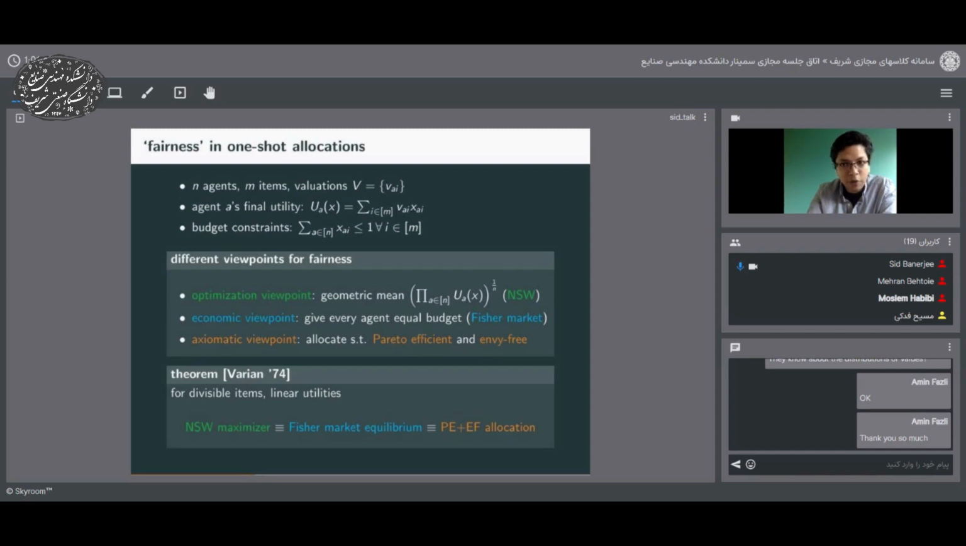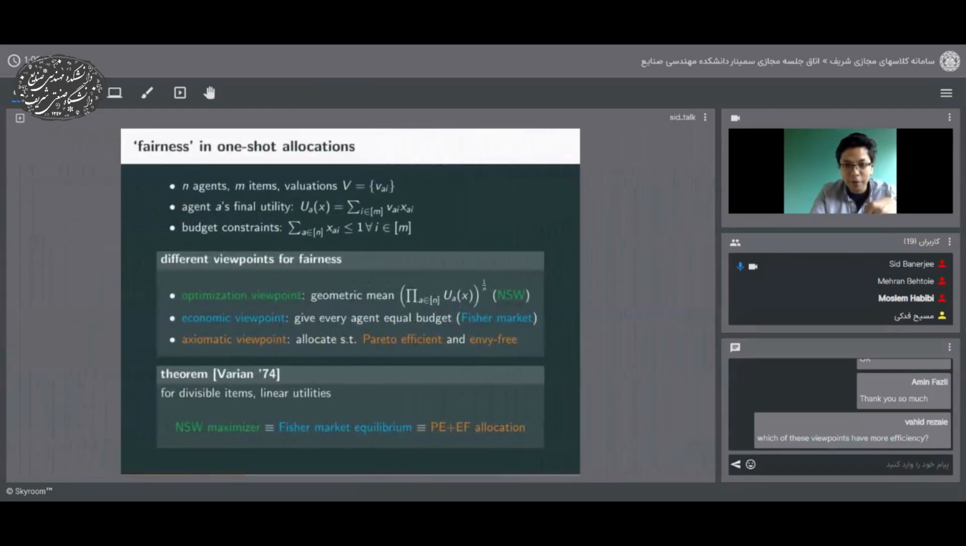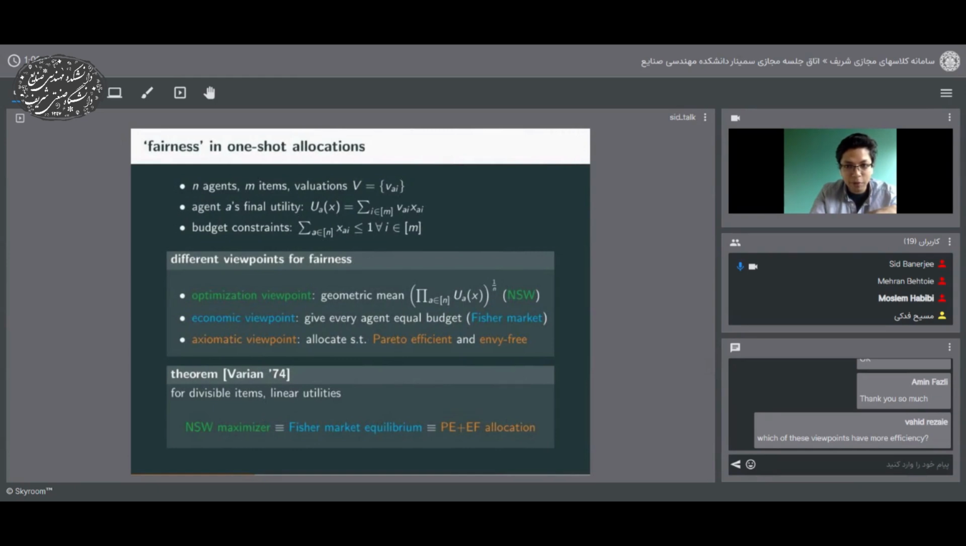And let me give you a sense that in online allocation, if we try to do these same problems, if we try to think about what is the right way of thinking about fairness, well, I can still take the economic viewpoint. And the way you would implement the economic viewpoint is you would create an artificial market. So you give everyone some amount of... okay, so there's a question about which of these viewpoints have more efficiency. What I'm actually pointing out is something more remarkable, which is they're all identical. Each of these viewpoints, if you solve for what solution they will give you, literally gives you the exact same solution.